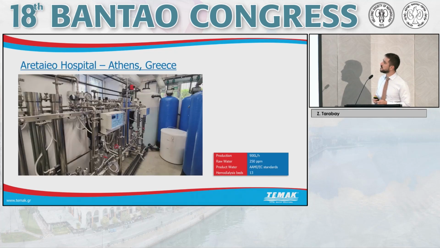And last is in BANTAO A Hospital, under the supervision of Dr. Grapsa. The production is 900 liters per hour, and the hemodialysis beds is for 13.